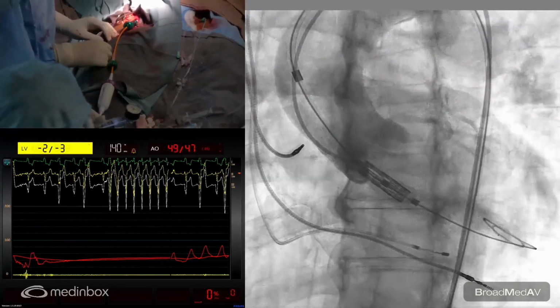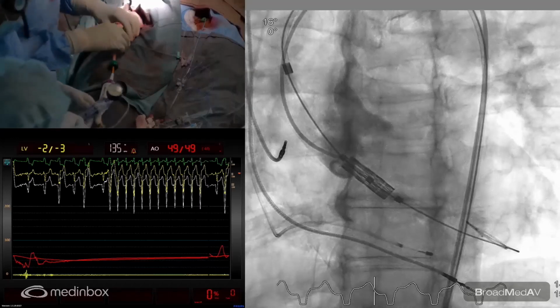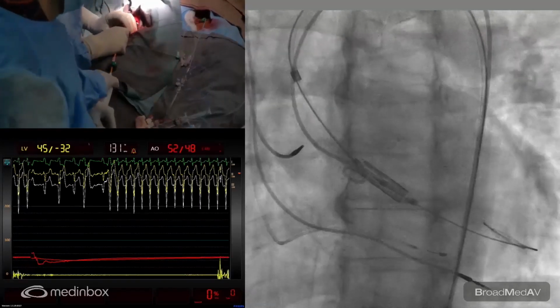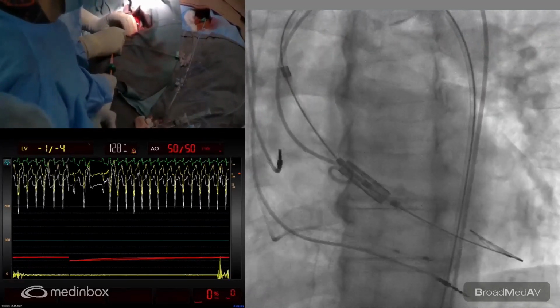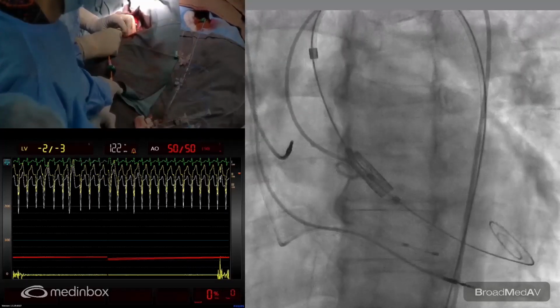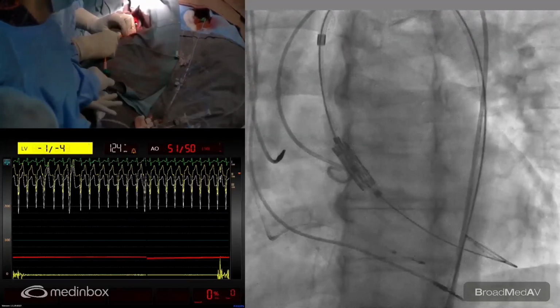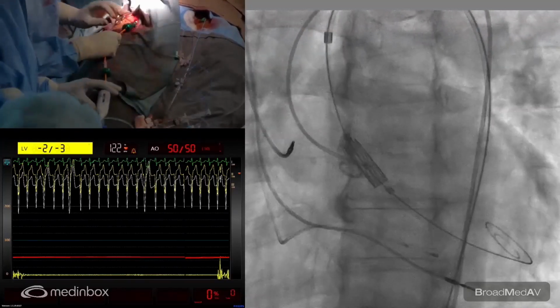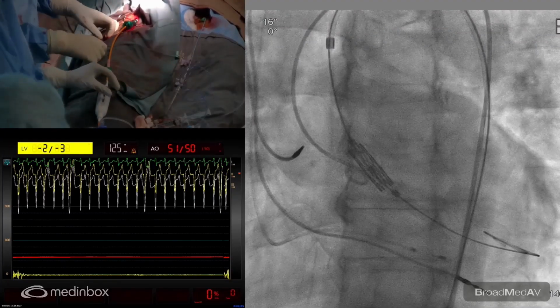Are we ready? Watch the pressure, please. All right. I think we'll come back. We need to come back a bit. So I'm going to pull the valve back now. Okay. We'll do another shot, please. Again, we have that arrhythmia.